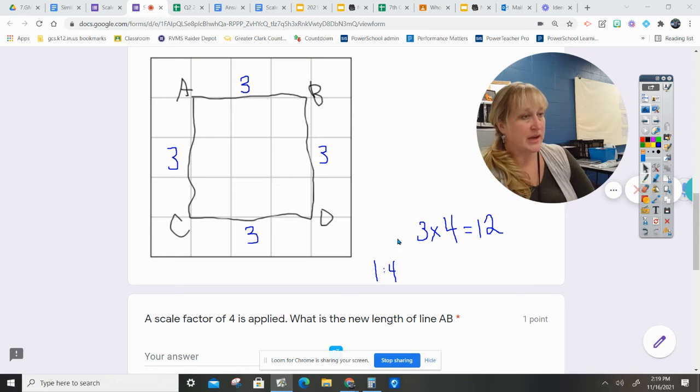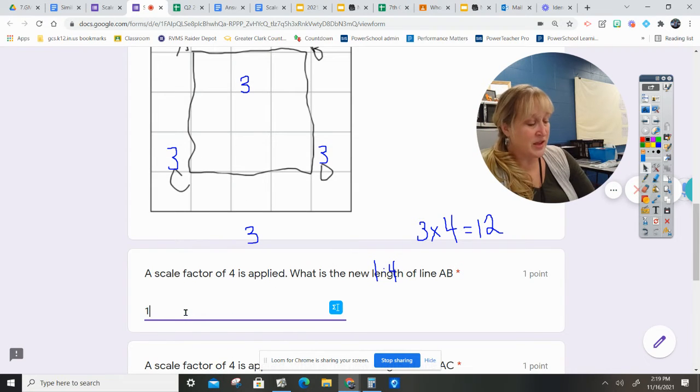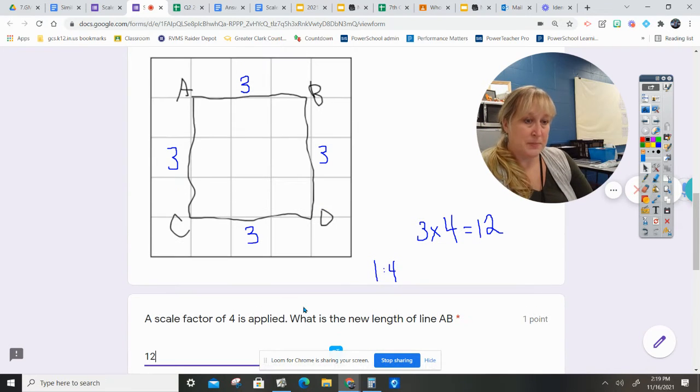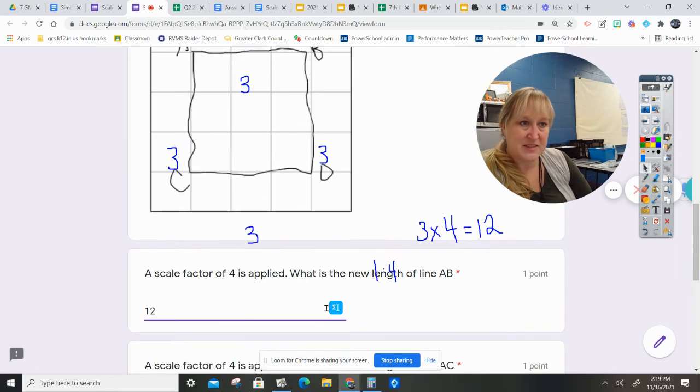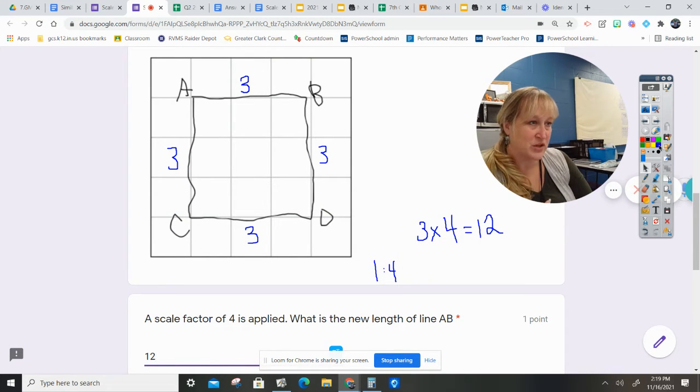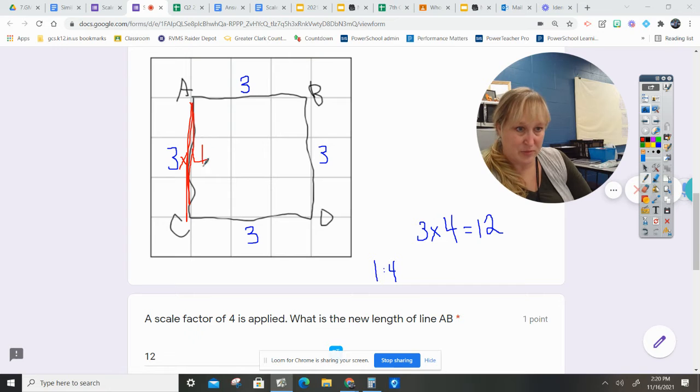I'm wondering if all these questions are the same thing. A scale factor of 4 is applied. What is the new length of line AB? Well, AB is 3, and 3 times 4 is 12. So the answer to that one is 12. Then it's asking about line AC. Let me draw. AC is this line right here. It's 3, but it's going to get 4 times bigger, so it too is going to be 12.